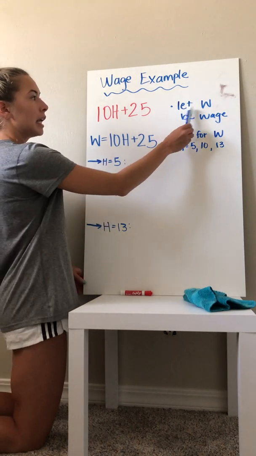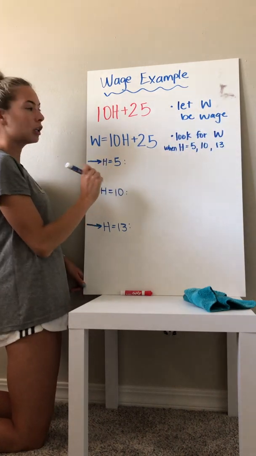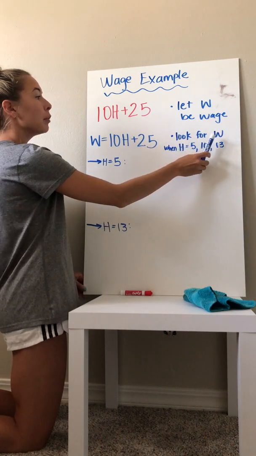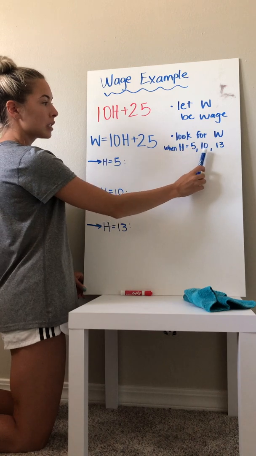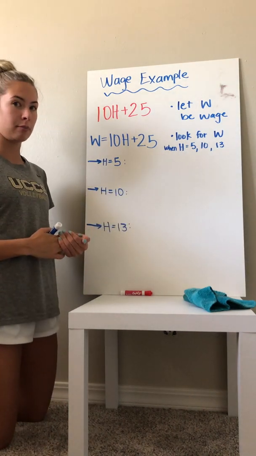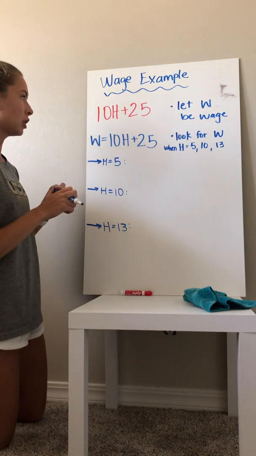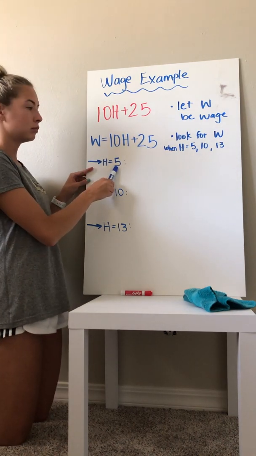So in this case, we're going to let W be the variable for wage when we're looking at this equation. And we're going to look for W when H equals 5, when H equals 10, and when H equals 13. So we have three different hourly times, and we're going to find three different wages. So let's go ahead and start for when H equals 5.